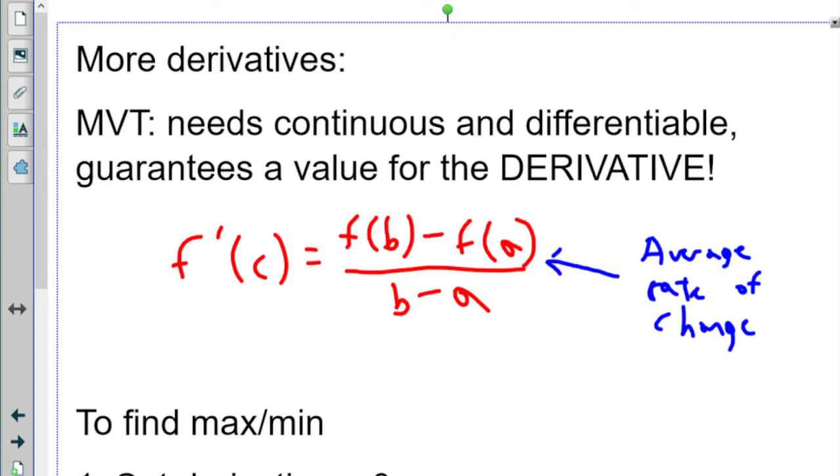More derivative stuff. Mean value theorem. This is also average rate of change. So if it asks for average rate of change or average value of the derivative, then f of b minus f of a over b minus a. And it guarantees a value for the derivative versus intermediate value theorem, which is about the original function. And it needs you to be continuous and differentiable. So if it asks, is there a value guarantee where f prime is a certain number? That's a mean value theorem question.